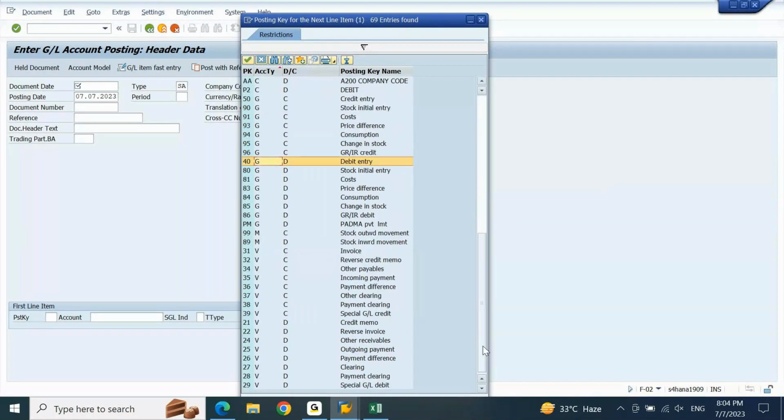And next one, if you look at, you have VM, which we will not be using. For material posting keys, normally we will not use it. The next one is vendor. V represents vendor, C represents credit. Similarly, V represents vendor, D represents debit.